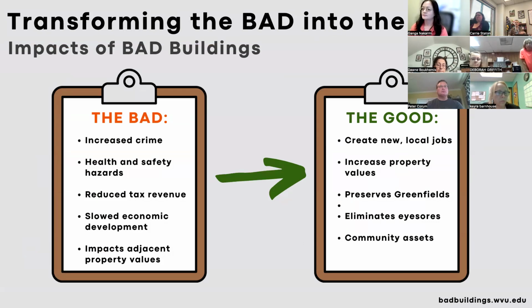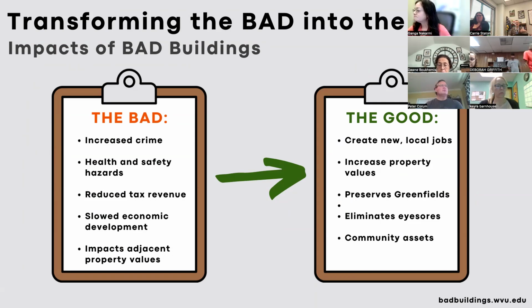Next slide. And looking at how we can transform the bad into the good, and the impacts of bad buildings in our community. The bad is that having a high presence of those types of structures in your community can lead to increased instances of crime in the immediate area. They can create health and safety hazards for people in the community, not only through access to those buildings through things like broken doors and broken windows where people could get in there and get hurt, but also through exposure to things like asbestos or lead-based paint. They result in reduced tax revenues, slowed economic development, and they also directly impact the adjacent property values of buildings that may not necessarily be classified as bad buildings.